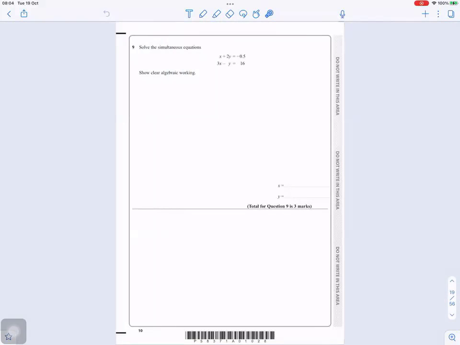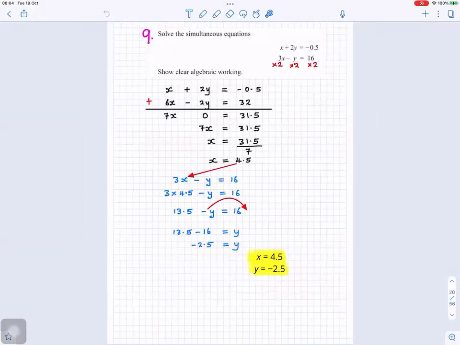Question number 9. Solve the simultaneous equations: x plus 2y equals minus 0.5, and 3x minus y equals 16. Show clear algebraic working. So we double the second equation. We want to make y the same. We want to make these values for y the same.